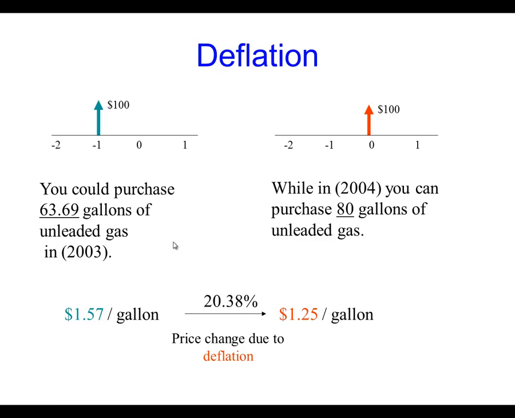On the other hand, you can look at an example of deflation when you compare the price of gas between the year 2003 and 2004. In 2003, the gallon of unleaded gas was $1.57, compared to 2004, when it went down to $1.25 per gallon. Which means that the $100 in 2003 could buy only 63.69 gallons, while the $100 in 2004 can buy 80 gallons of the same gas. And this is what we call deflation.